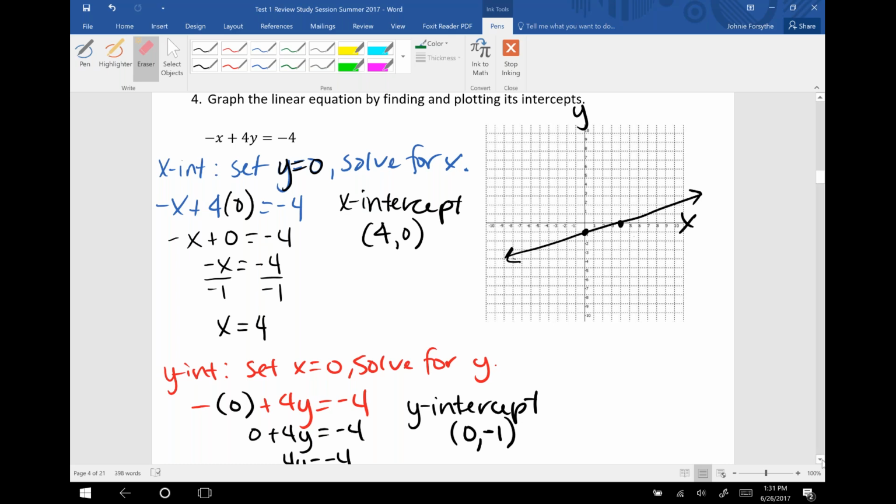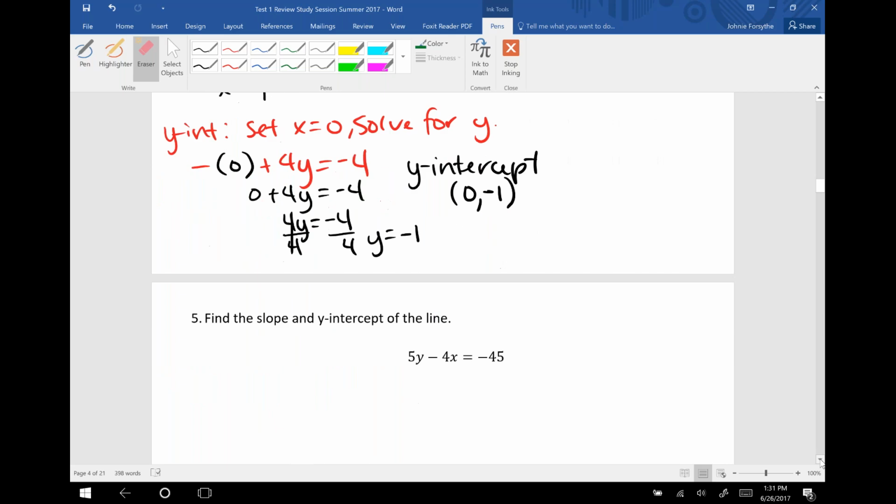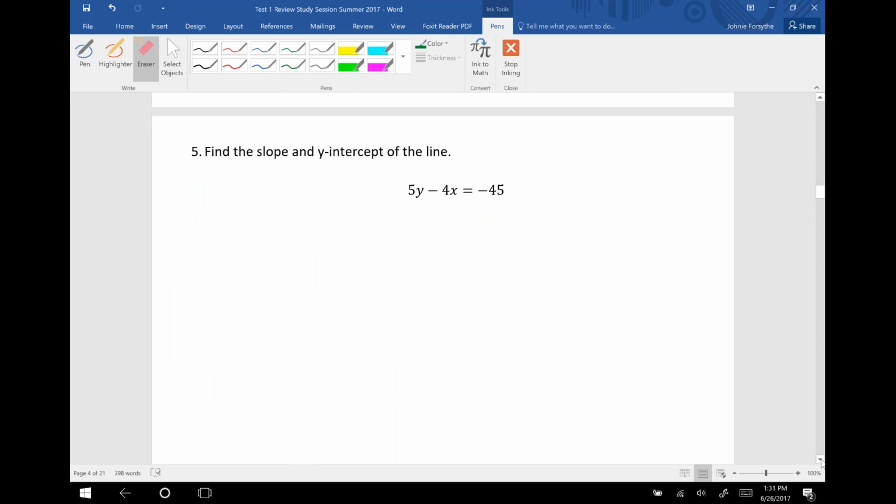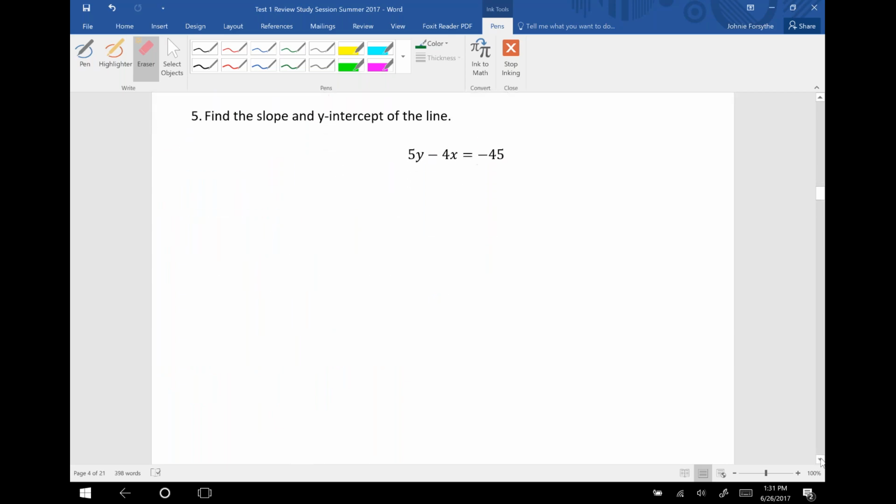All right, so let's keep going. So here's a problem where slope-intercept form is exactly what you want to do. It's almost standard form, not quite, because your x and y are flipped, but it doesn't really matter. Find the slope and the y-intercept of the line. So slope-intercept form is called that because it gives you the slope and the y-intercept of a line.